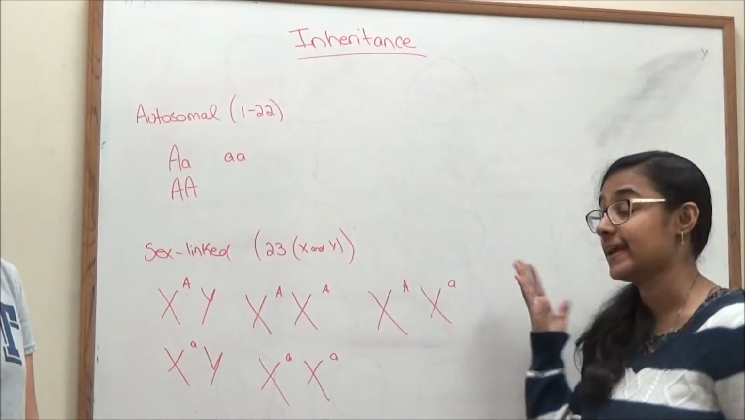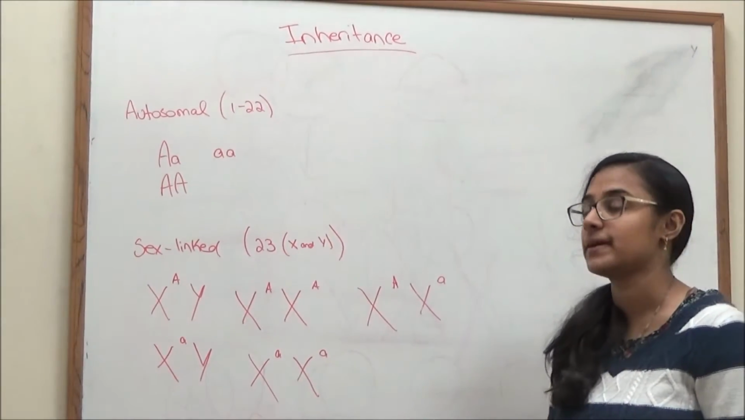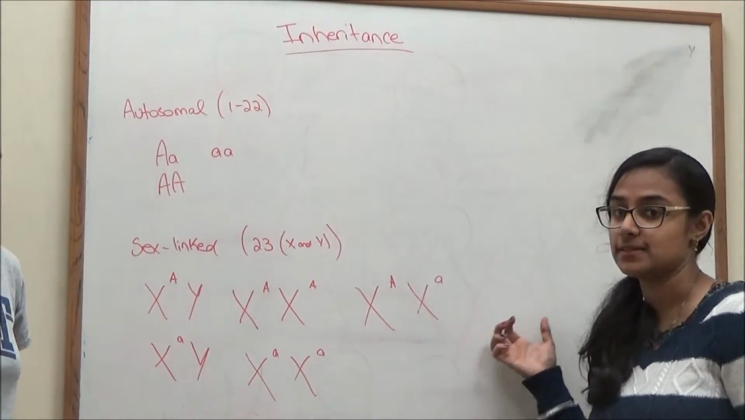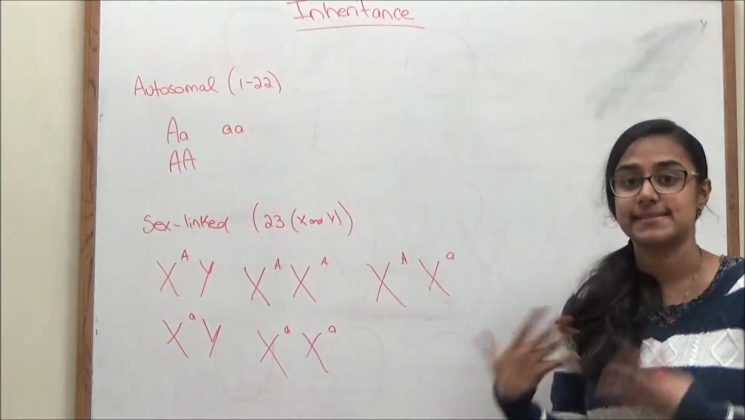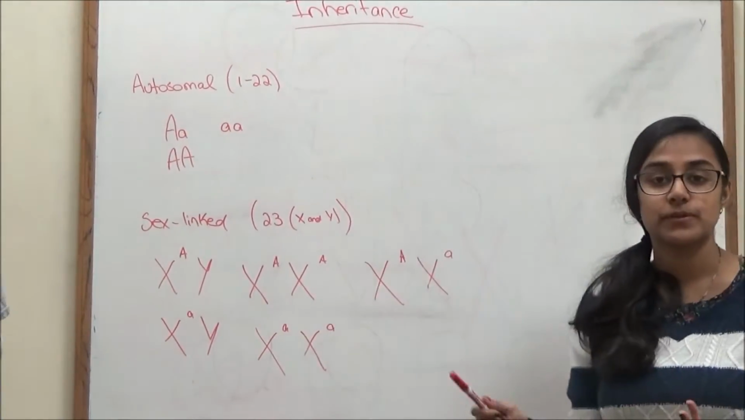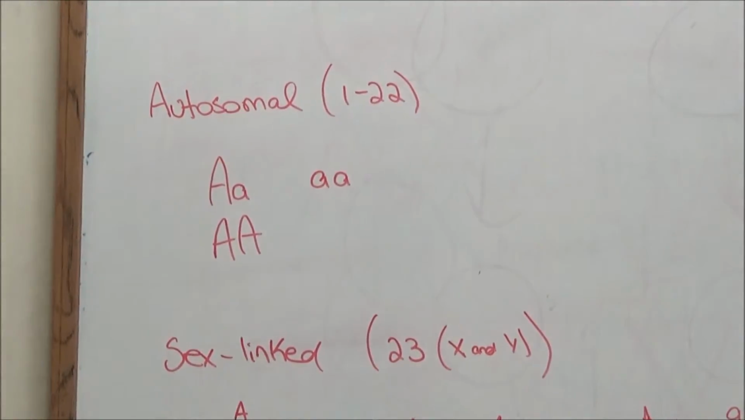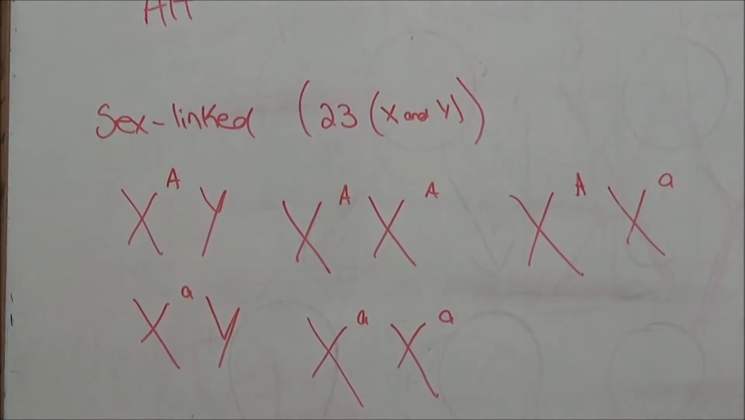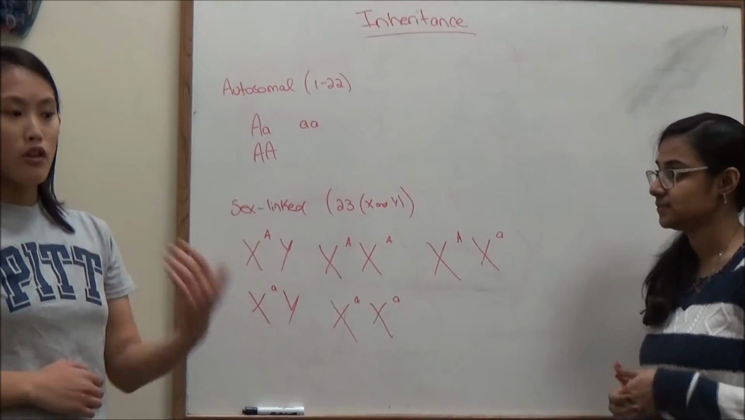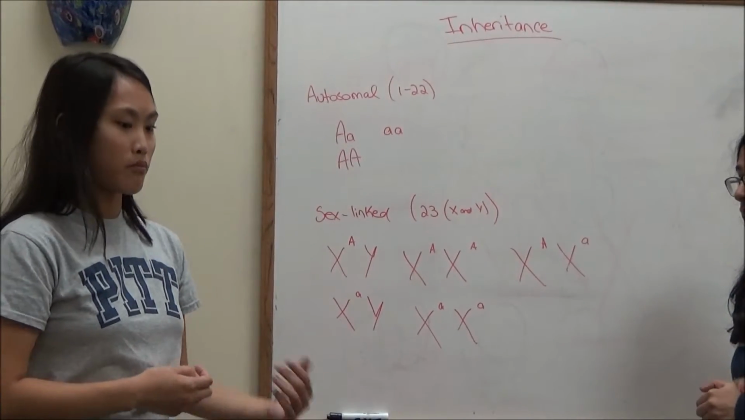So now moving on to inheritance patterns from meiosis. In order to understand it better, it's important to understand the basic information. There are two types of chromosomes: autosomal chromosomes and sex-linked chromosomes. Autosomal chromosomes are chromosomes 1 to 22, and sex-linked chromosomes occur on chromosome 23, also known as the X and Y chromosomes. So you can have various different types with your chromosomes.